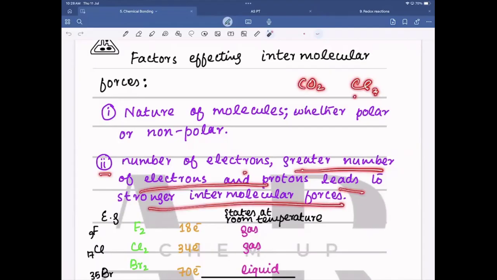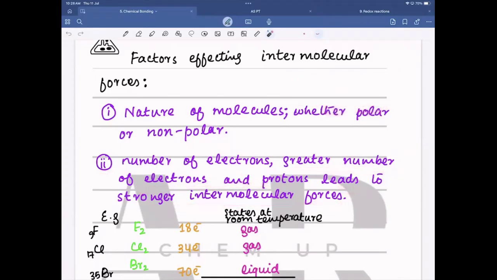The atomic number of chlorine is 17. So there are two chlorine atoms, which means there are 34 electrons. In carbon, there are 6 electrons, and in oxygen, there are 8 electrons, so 6 plus 16 gives me 22, right? So carbon dioxide has fewer electrons and chlorine has more, which means chlorine has stronger forces than carbon dioxide because there are more protons and electrons. So the induced dipole forces in chlorine are stronger than the induced dipole forces between carbon dioxide molecules. Is this clear?